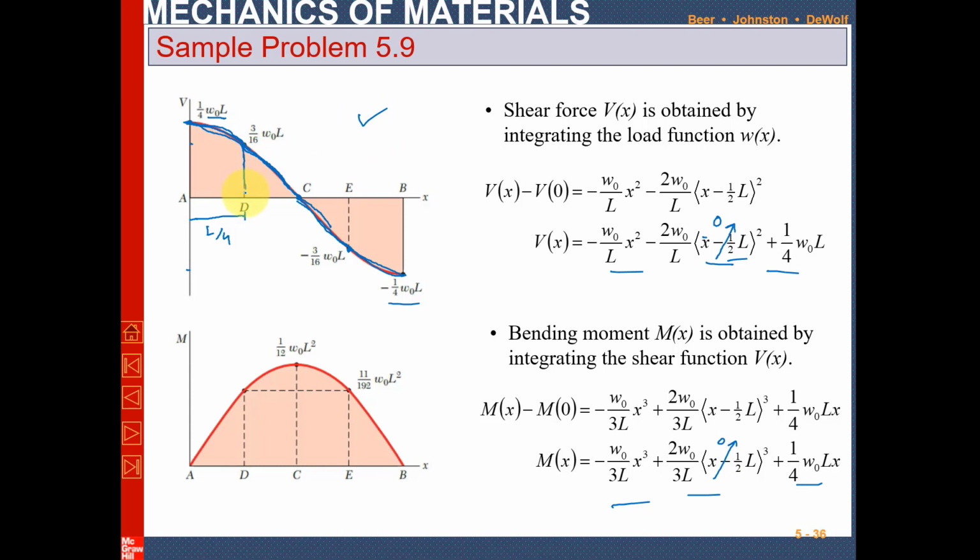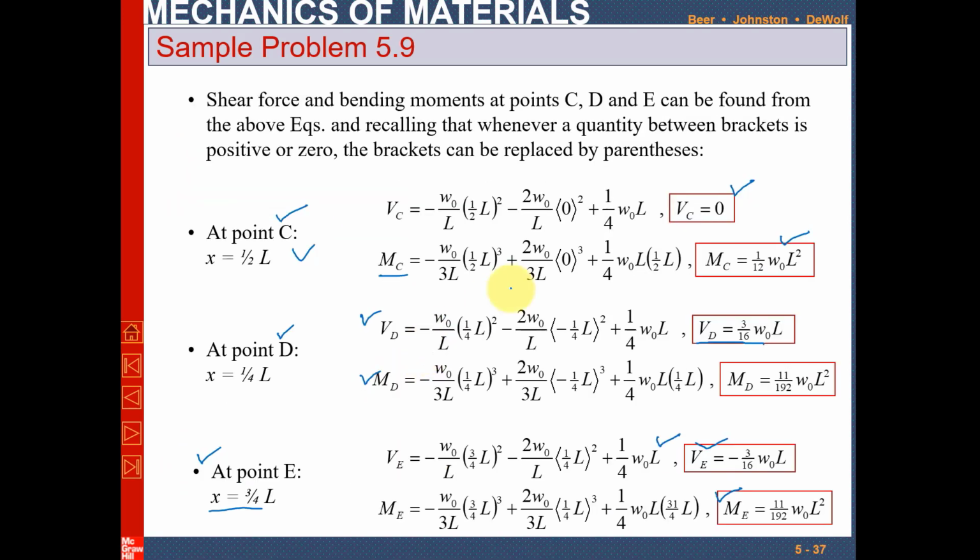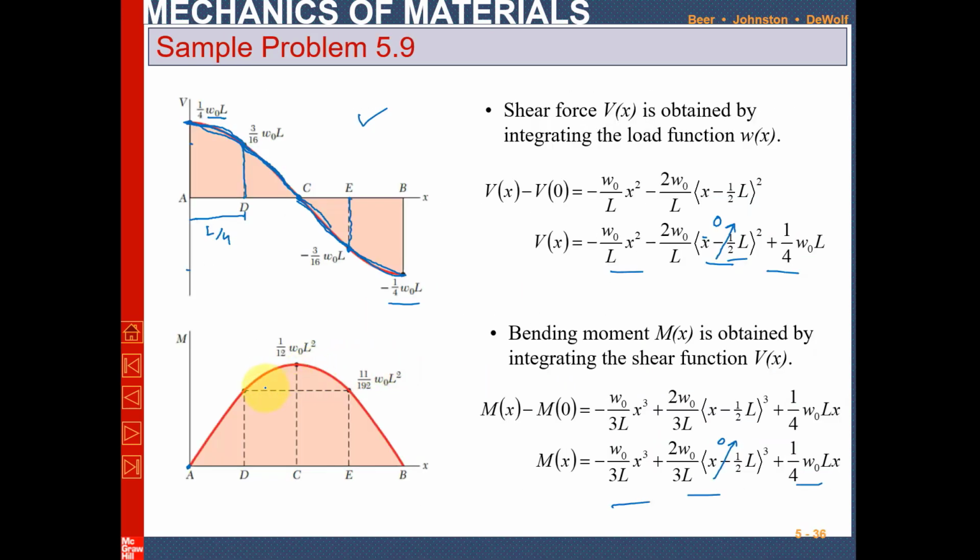So this is the shear force diagram. At point D you have calculated the shear force, at point C it is 0, and at point E it is minus 3 over 16 W naught into L. Now for the bending moment diagram, as we know that at point A the shear force is 1 over 4 W naught into L, but at point A there is no bending moment. At point D the moment is a positive value, which is 11 over 192 into W naught into L squared. So if you have the values of W naught and L squared, you can plot it precisely.